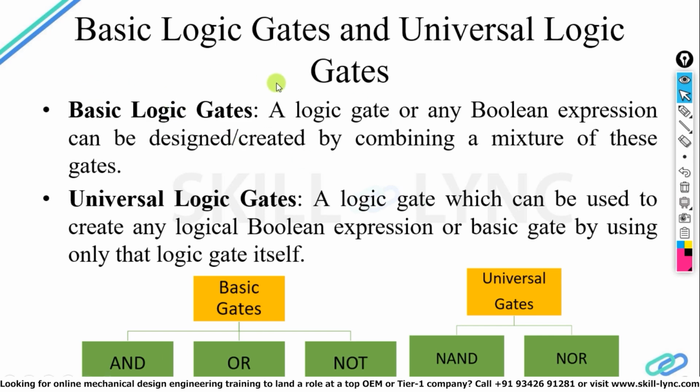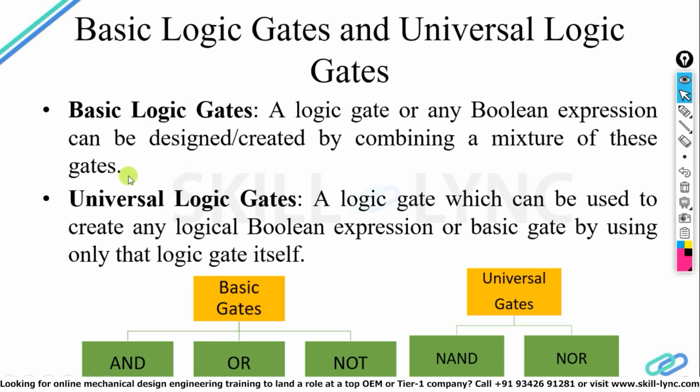So a basic logic gate is a logic gate by which any Boolean expression can be designed by combining a mixture of these gates. Any Boolean expression can be designed by combining the AND gate, OR gate, NOT gate, or a simple individual AND gate or NOT gate. These are the basic building blocks, the basic logic gates.